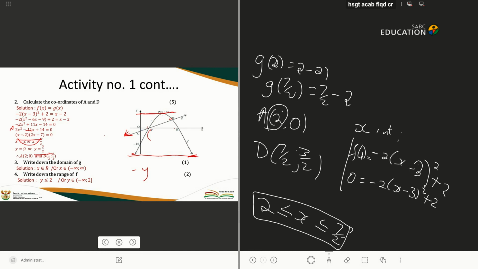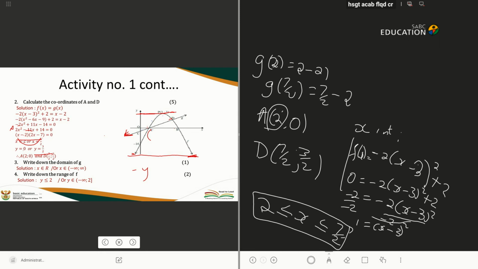Then when you transpose, you're going to get negative 2 is equal to negative 2 into x minus 3 all squared. You can just divide by negative 2 on both sides. So you're going to end up getting positive 1 is equal to x minus 3 all squared.